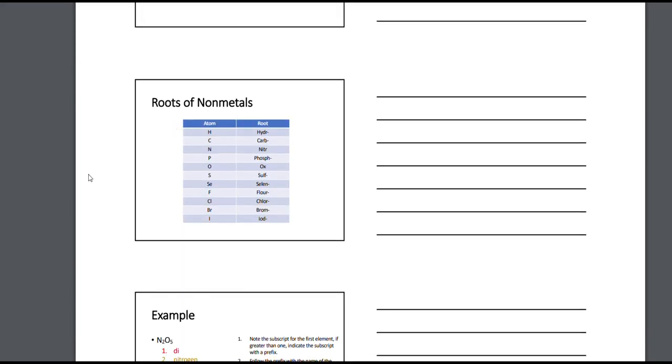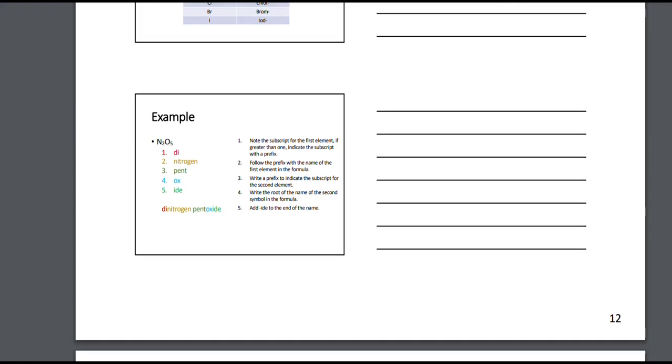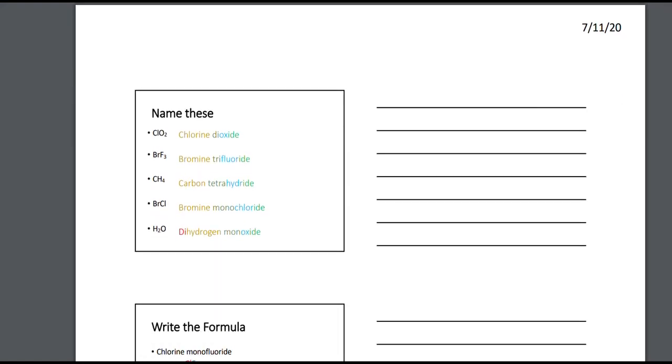And you have it here in this table, right? So this is for oxygen. So it's ox, and we add IDE at the end. So you write the root of the name of the second symbol in the formula, and then you follow that with IDE. So all in all, this compound name is dinitrogen pentoxide, following the rules that we just talked about. All right, let's do more examples together.